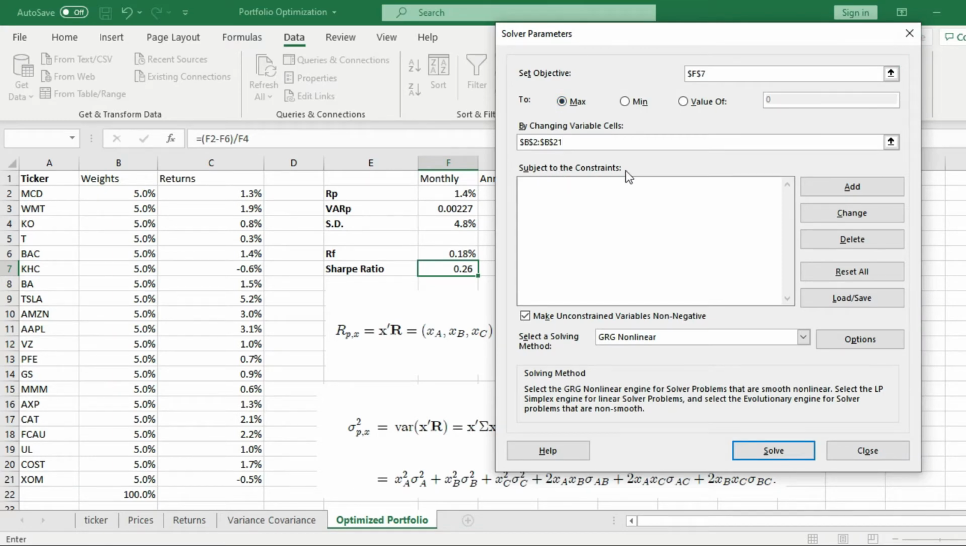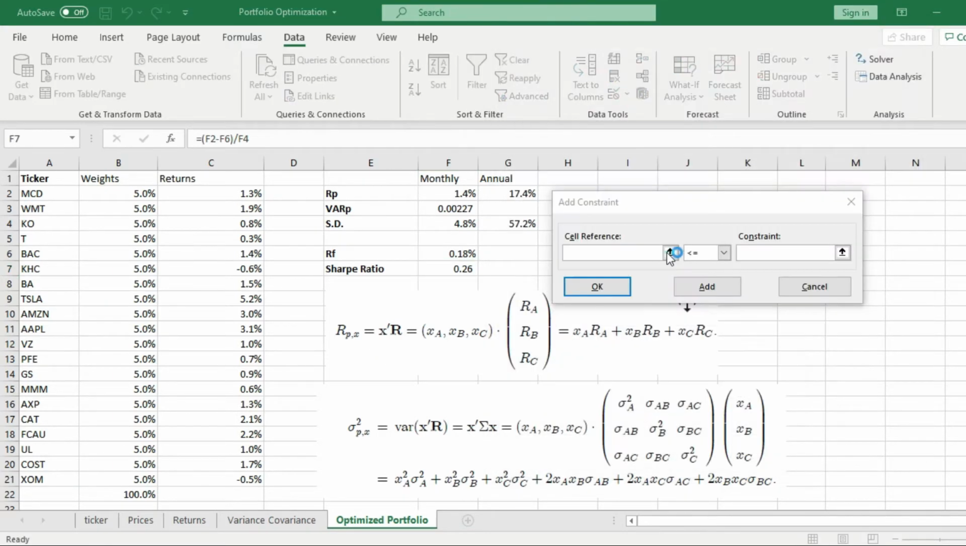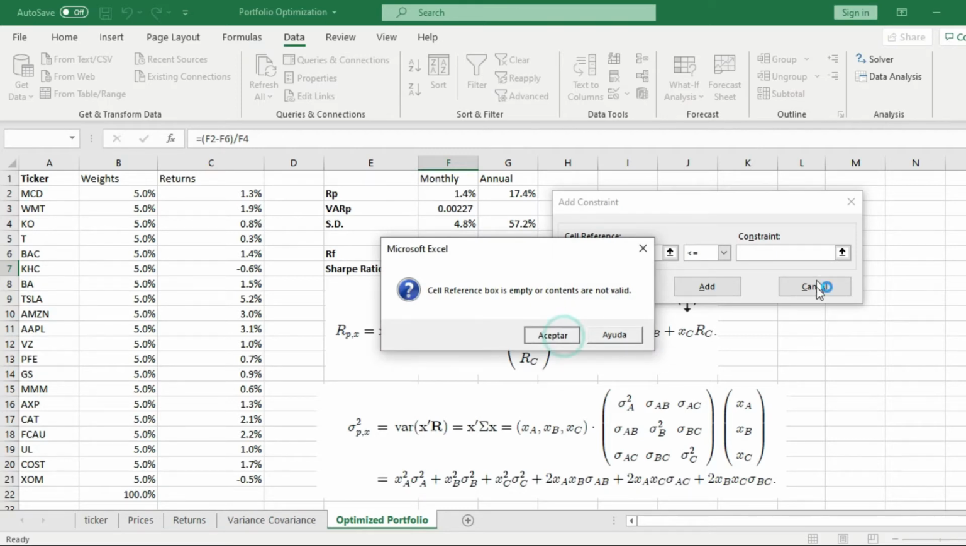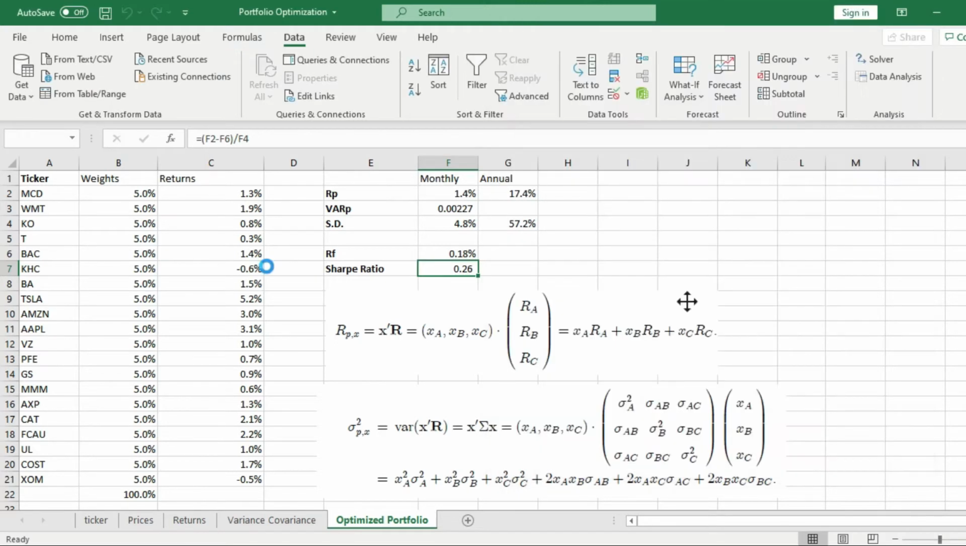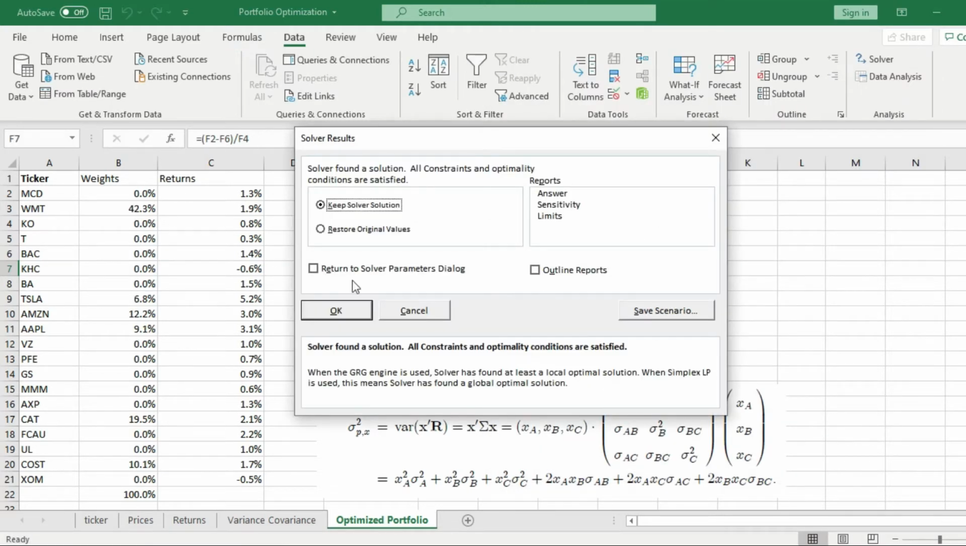Subject to the following constraints. Firstly, I want the sum of the weights to be 1 or 100%. And secondly, I don't want short sales, so I don't want negative weights. I want all my weights to be positive, so they have to be larger than or at least equal to 0. And we are ready. We have the two constraints. I had to press cancel, and we are ready to maximize with Solver. I click on Solve, and Solver has found a solution.